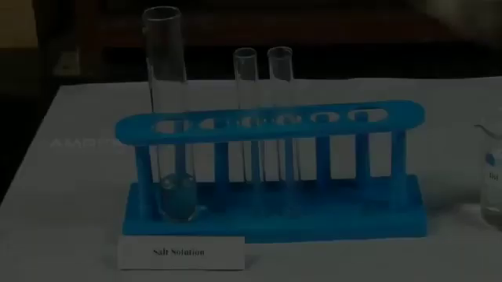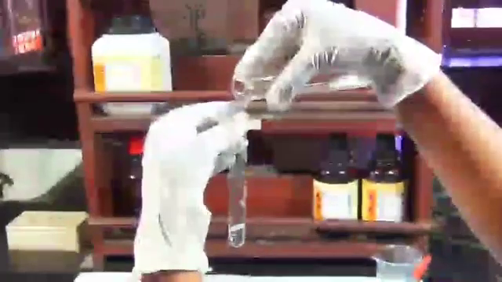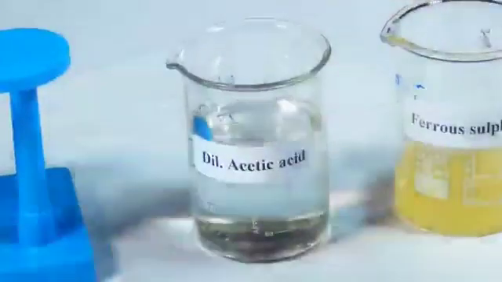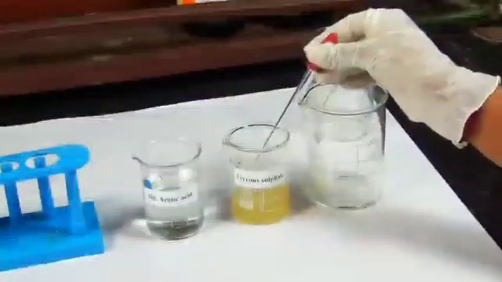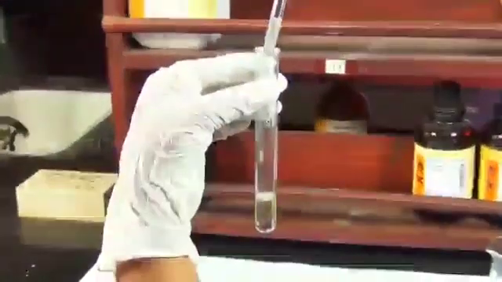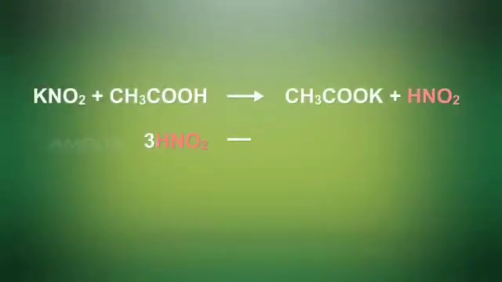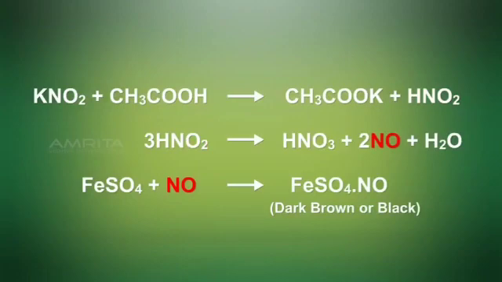Procedure: take a small portion of aqueous solution of the salt in the test tube. To this, add a small amount of dilute acetic acid using a dropper. Now, add a small amount of ferrous sulfate solution using another dropper. Nitrite reacts with ferrous sulfate in the presence of dilute acetic acid to form a dark brown iron complex.